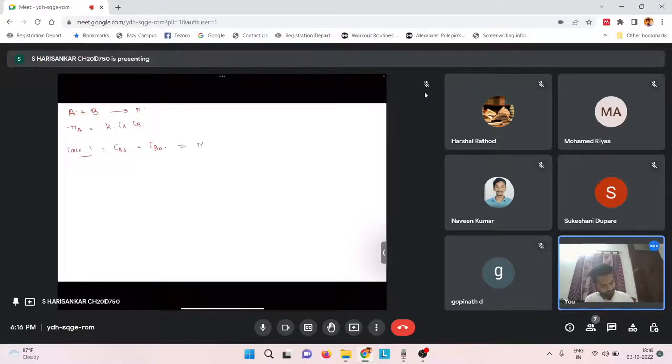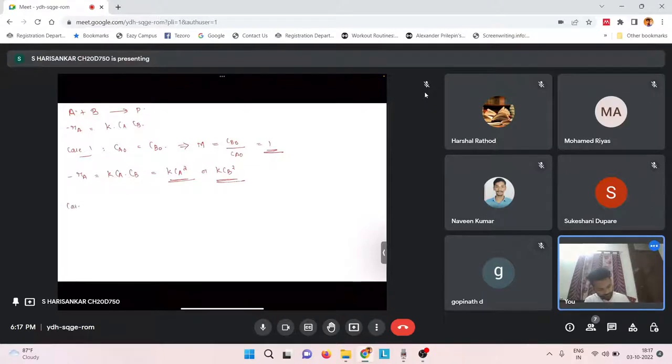So that means this M, which is basically CB0 by CA0, will be 1. Okay. In such cases, we can approximate this reaction rate K CA into CB as K CA square or K CB square. Okay. So this is case 1.